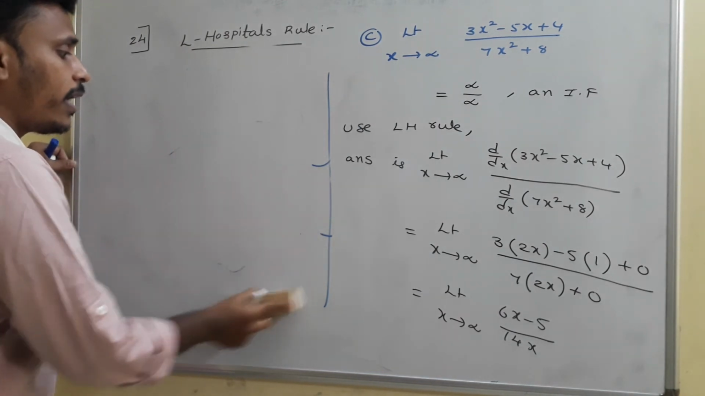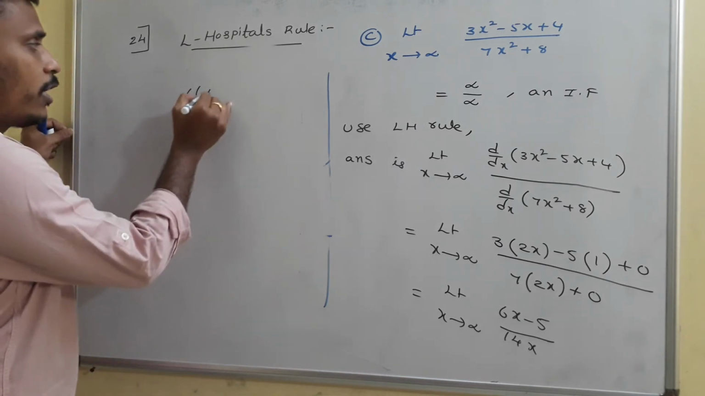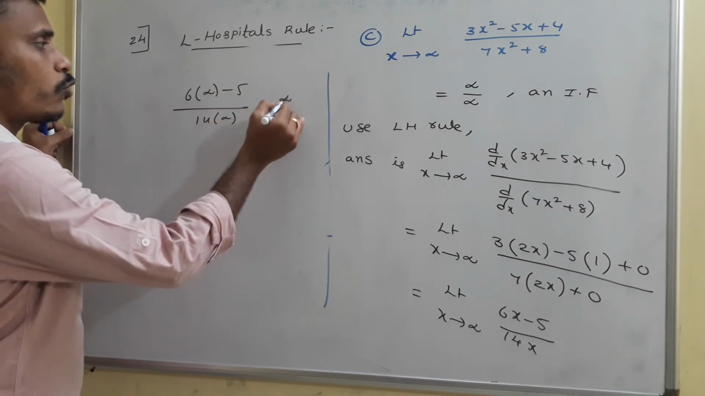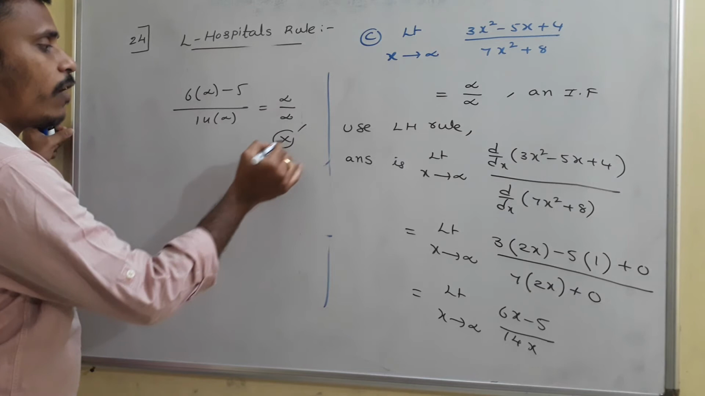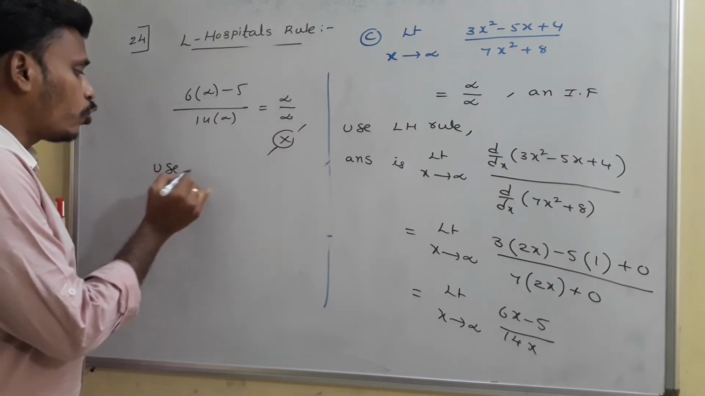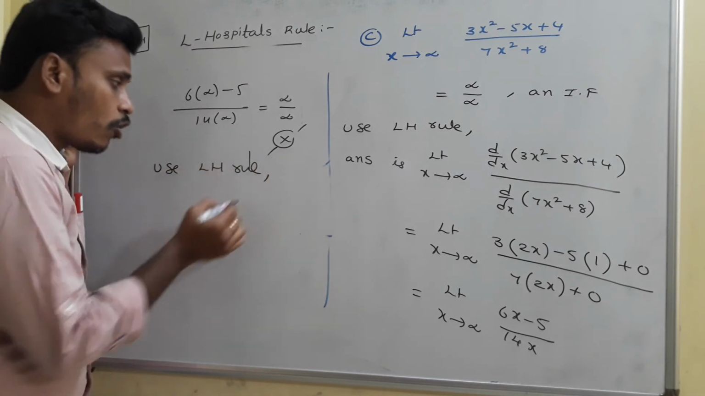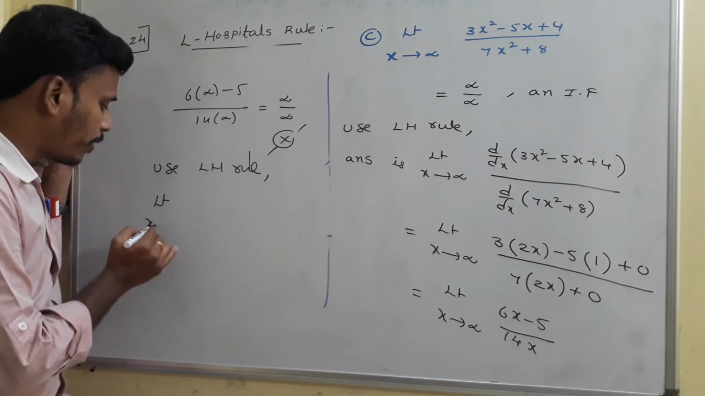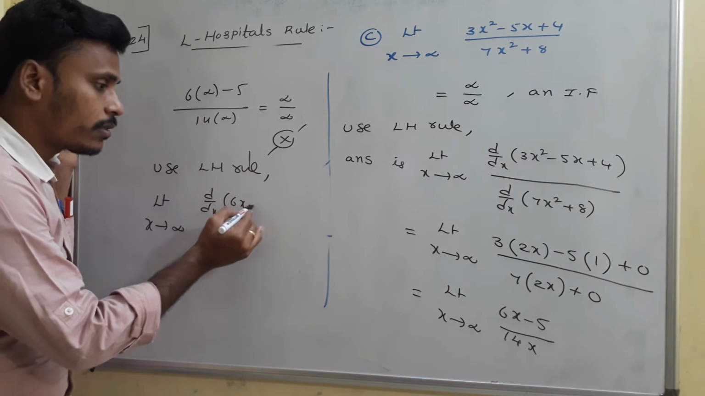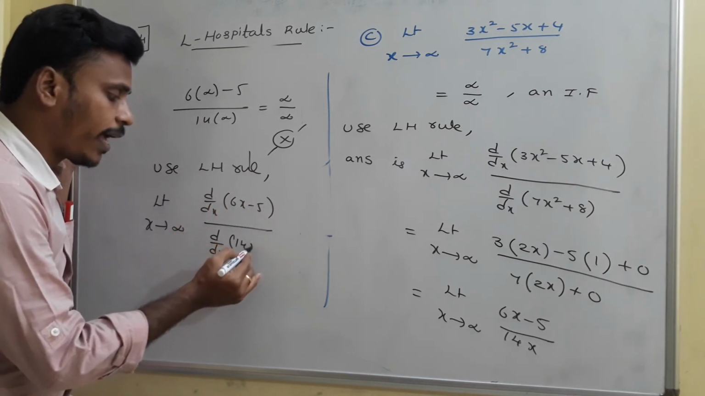See, 6x minus 5 divided by 14x. Still, if you replace x with infinity, you will get an indeterminate form. 6 into infinity minus 5 by 14 into infinity is infinity by infinity. Again we are getting the same format, infinity by infinity. Again we have a chance to use L'Hospital's rule. So, the second time we are applying L'Hospital's rule: limit x tends to infinity, d by dx of the numerator 6x minus 5, divided by d by dx of 14x.